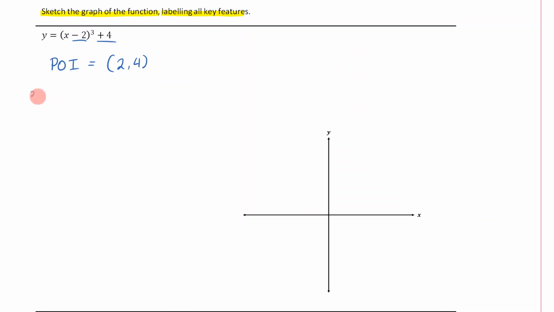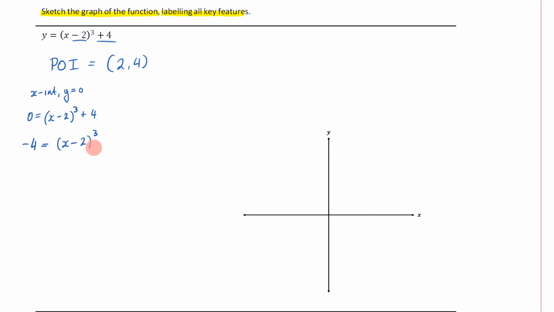Next thing, let's find what our x-intercept is going to be. To find my x-intercept, I let y equal 0. So I'm going to get 0 is equal to (x minus 2) cubed plus 4. Then I will minus 4 to both sides. I will get minus 4 is equal to (x minus 2) cubed. The next thing that I am going to do is cube root both sides.